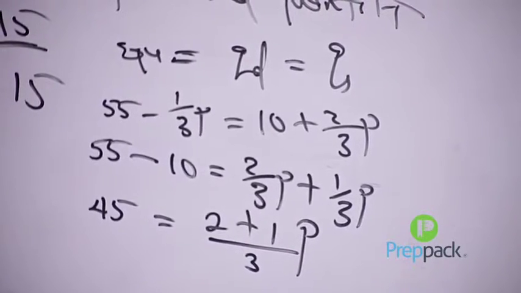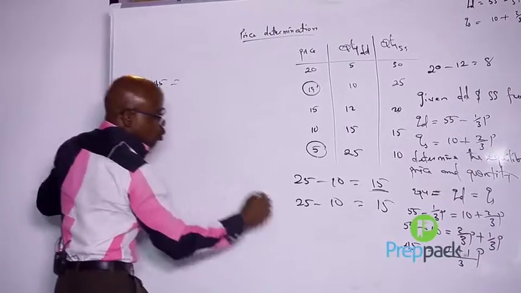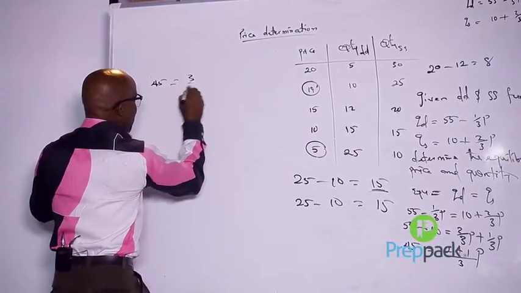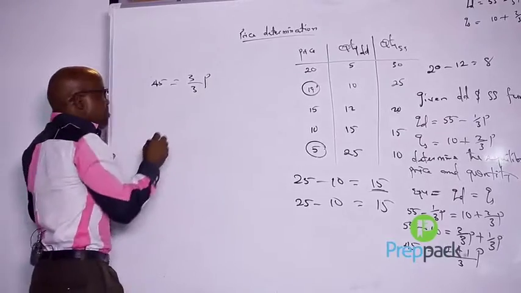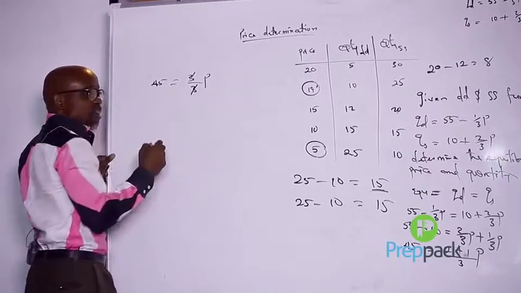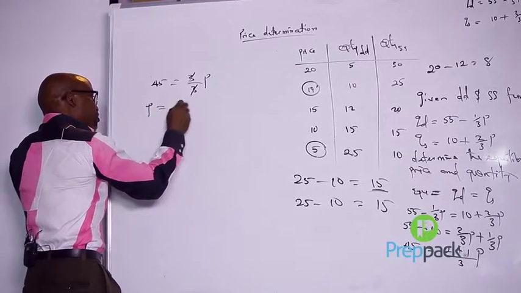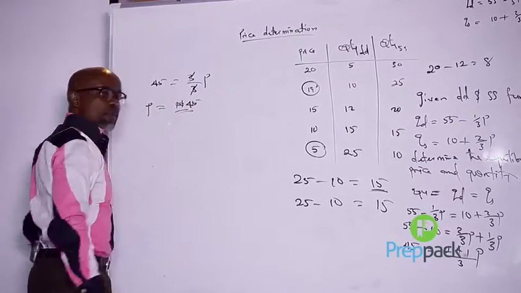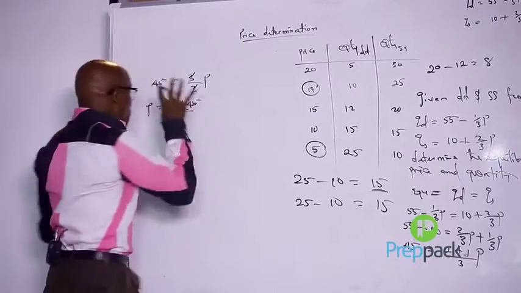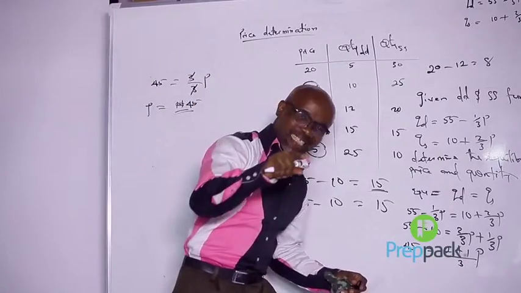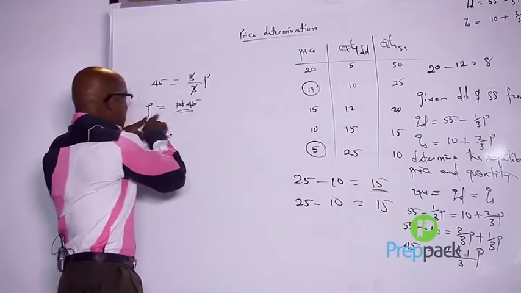Therefore, 45 equals 2 plus 1, which is 3, so 3 over 3P. The 3 cancels 3, and we are left with 1. Therefore, your price is equal to 45 naira. This is the equilibrium price. Now you've gotten the equilibrium price, okay? You're asked to find the equilibrium price and quantity. My equilibrium price is 45 naira.